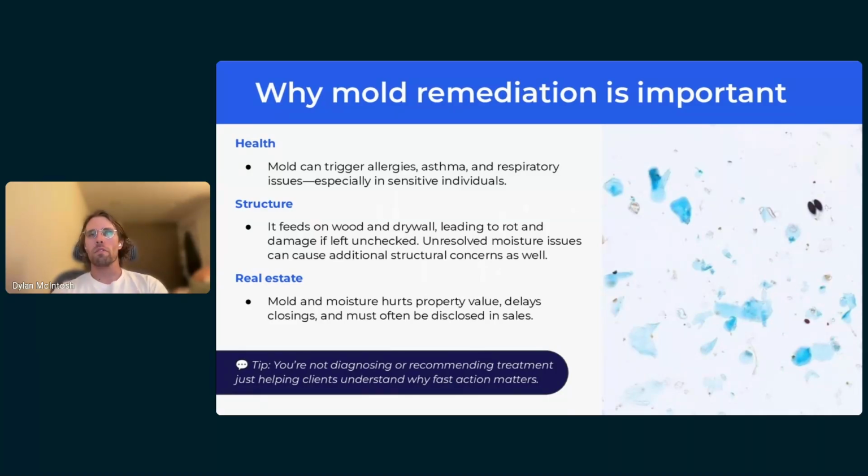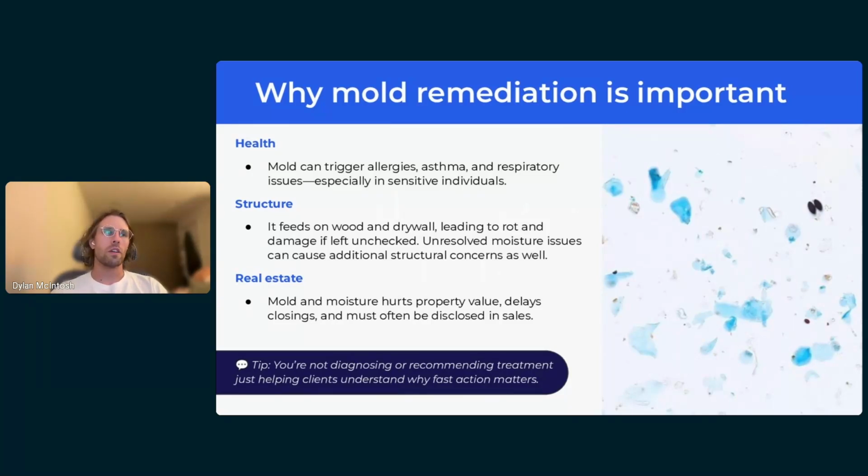Remediation in a home is important because mold can cause health effects in sensitive individuals, things such as allergies, asthma, respiratory issues. People who are very young, very old, immunocompromised, or people with specific mold allergies or sensitivities can be affected more severely. It poses a structural issue to the building materials in the home.